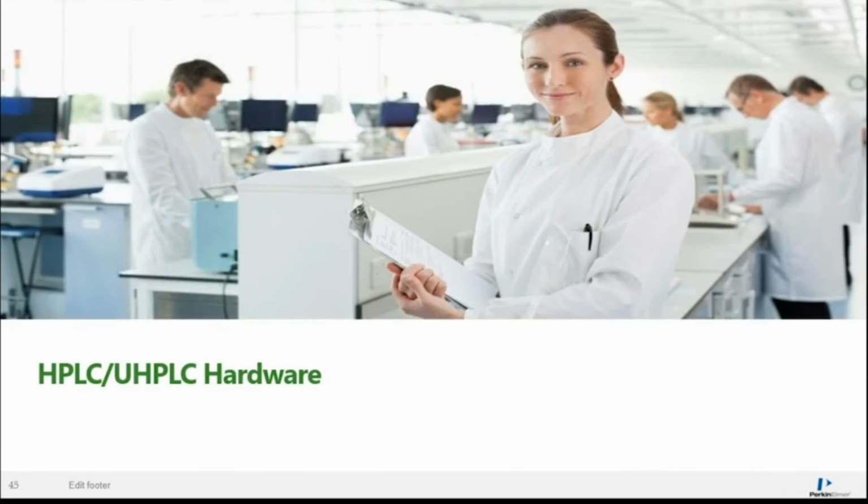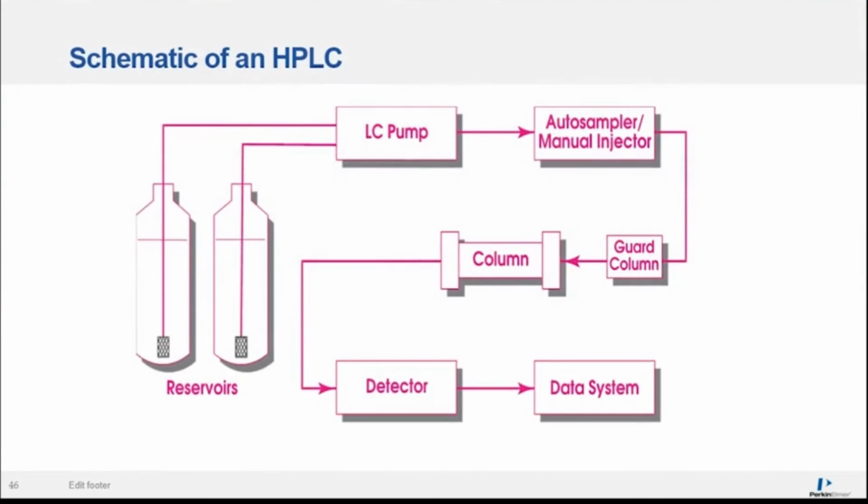So let's now turn our attention to a brief discussion of HPLC and UHPLC hardware. This is a general schematic of an LC system. So you have your solvent reservoirs where your mobile phase is. The liquid goes from your mobile phase to the LC pump. From the pump, it then travels to your autosampler or your manual injector. From there, it goes to your column, which is the heart of the LC, where the separation occurs. That column may or may not be in an oven.